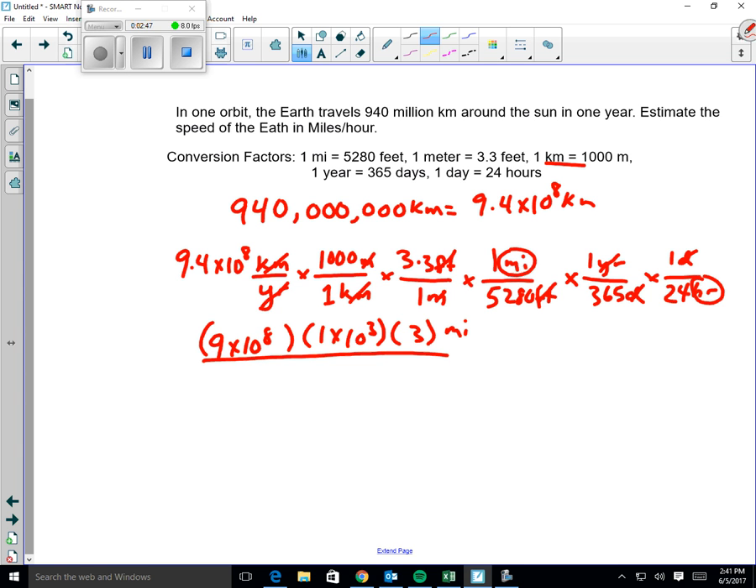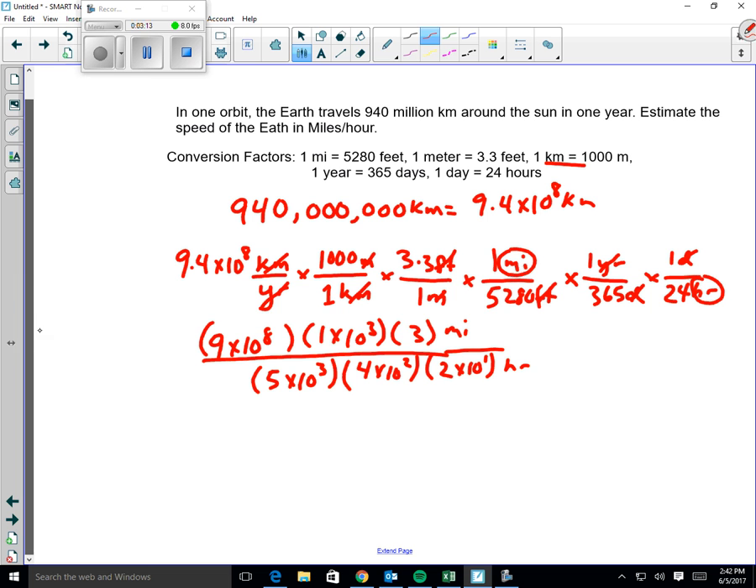On the bottom I have 5280. I can make that 5 times 10 to the third. I have 365. One significant figure, that would be 4 times 10 to the second. And then 24, 2 times 10 to the first. And then this is in hours.